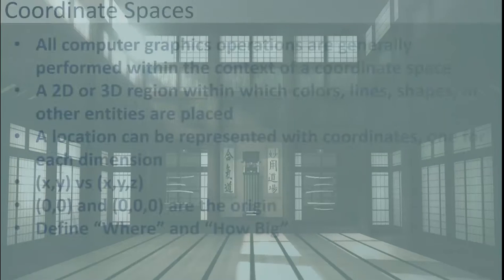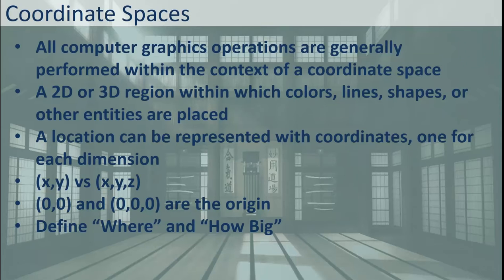So before we do that, we need to talk about some of the common concepts and techniques that all graphics and animation subsystems have available in them. So we're just going to discuss a couple terms in this lecture. And we won't go too far into it, but we'll learn a little bit here. First of all, we need to know that all computer graphics operations are generally performed within the context of a coordinate space.